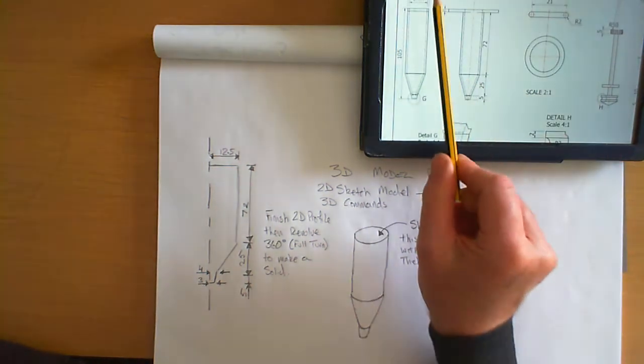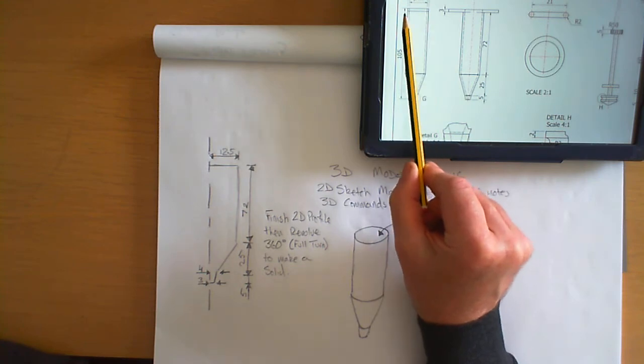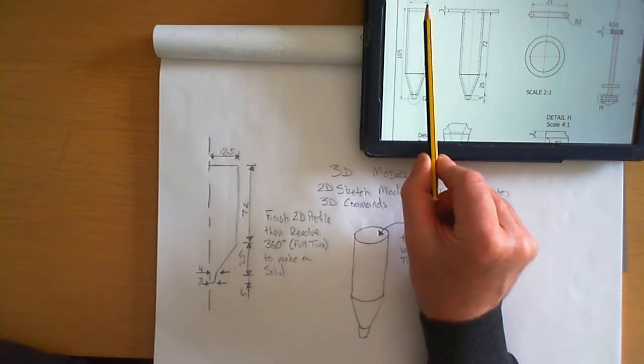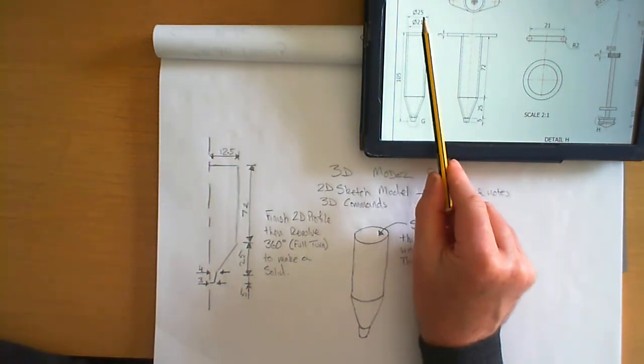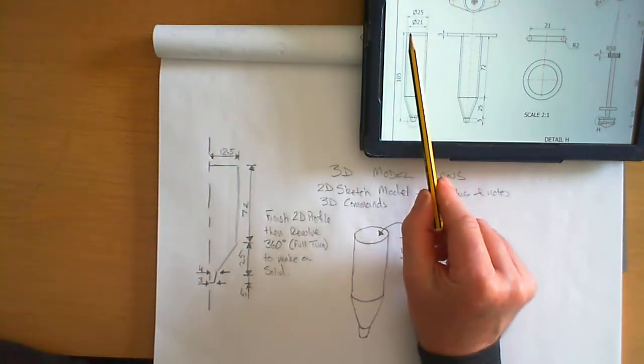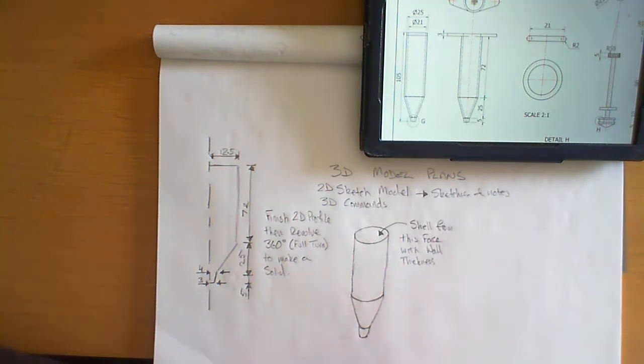And I could confirm that at the top because my outside diameter there is 25 and the inside is 21. Sorry, I'll bring that down. Outside diameter 25, inside diameter 21, which means it's got a wall thickness of 2.